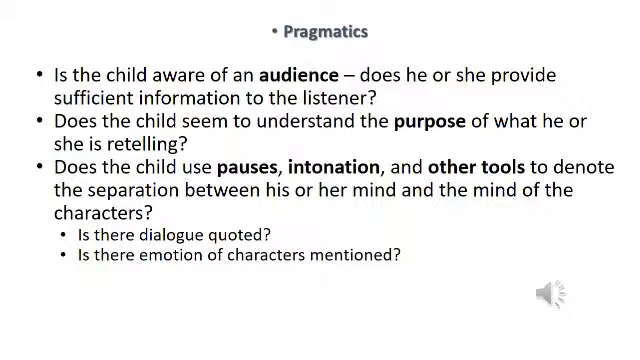Like, is there dialogue that is quoted? And then the mouse said, and then there's a pause and an introduction, because there are no quotation marks in real life, right? As you're talking, you can't mark them. And then is there any emotion mentioned regarding what the characters are feeling, thinking, experiencing in the story?